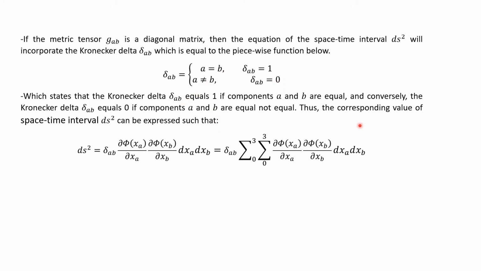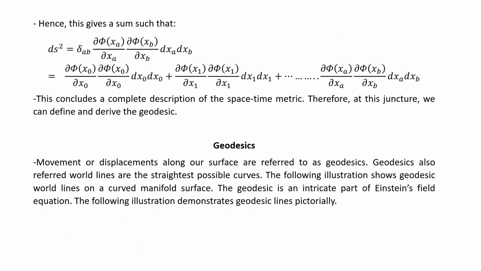Thus, the corresponding value of the spacetime interval ds can be expressed such that, incorporating the Kronecker delta, as we see here. Hence, this sum is given such that, we see here. This concludes a complete description of the spacetime metric. Therefore, at this juncture, we can define and derive the geodesic.